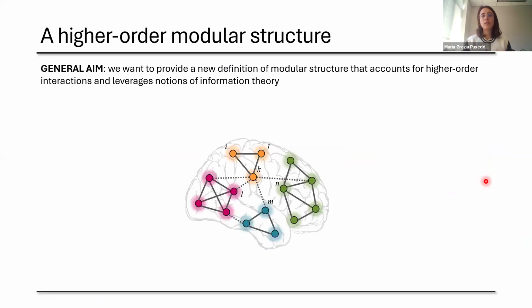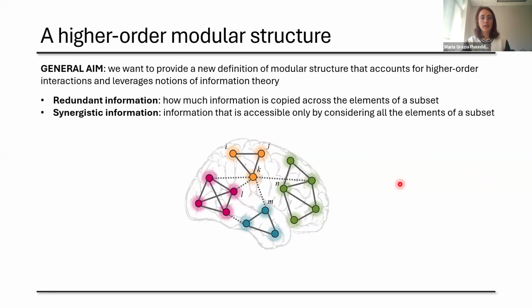So we want this new definition of modular structure that accounts for higher order interactions. And we suggest this new definition using notions of information theory. So again, here we have our brain, we have nodes, which are brain regions, and we have time series associated to each one of these brain regions, which is their brain activity.